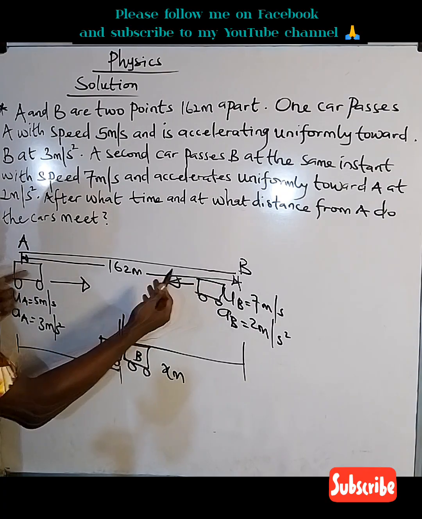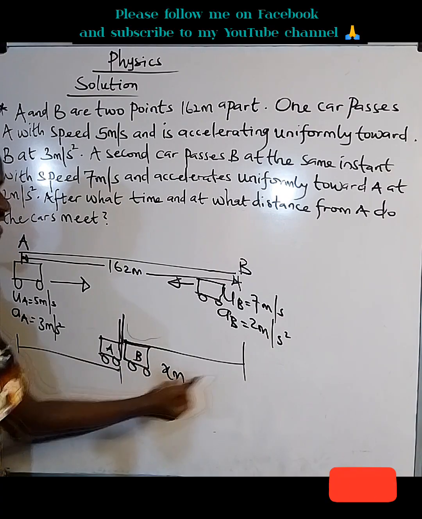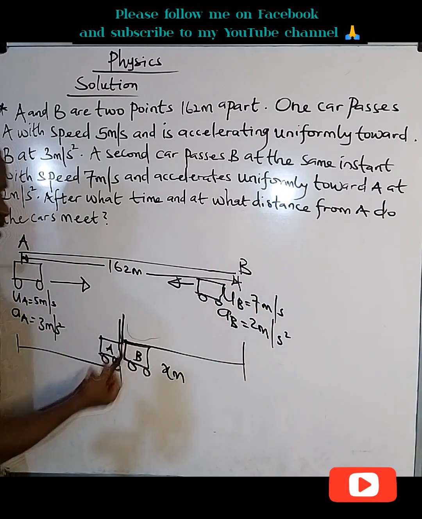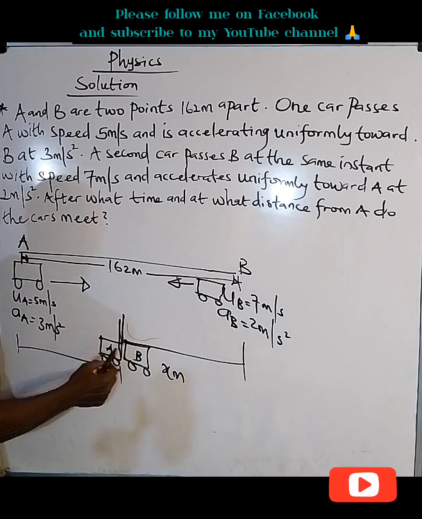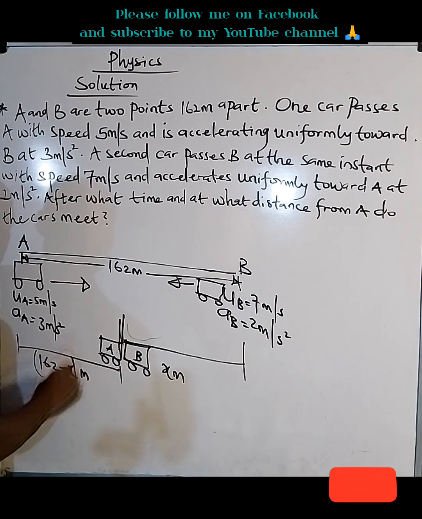Don't forget that the total distance between the two checkpoints is 162 meters. So if this car is X meters away from this checkpoint, it means the other car, at the point where they meet, will be 162 minus X meters away.